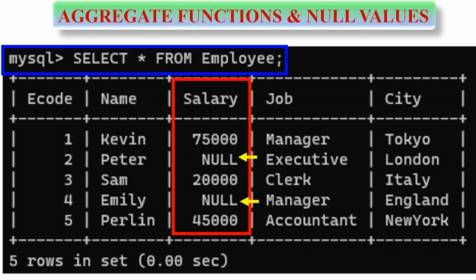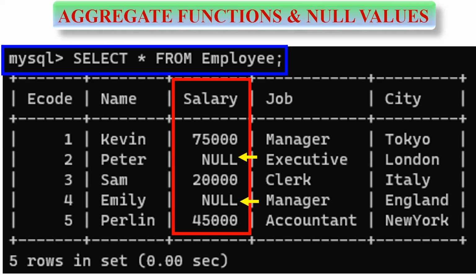Let's learn about the aggregate functions and null values. You can see a table employee on the screen. Look at the salary field. There are some null values against the salary field for some employees. None of the aggregate functions takes null into consideration. Null values are simply ignored by all the aggregate functions.